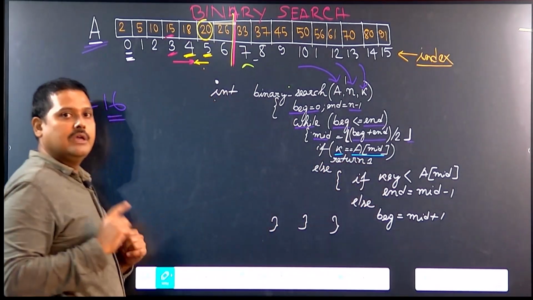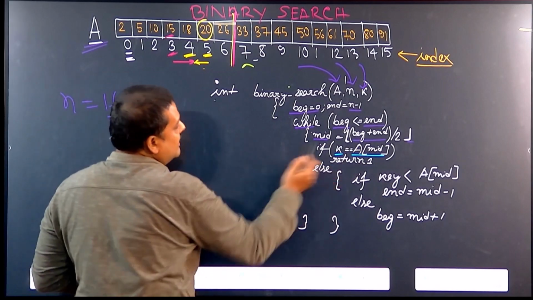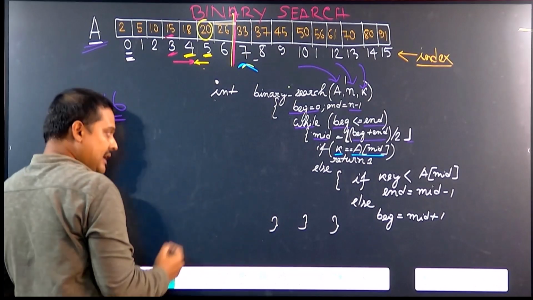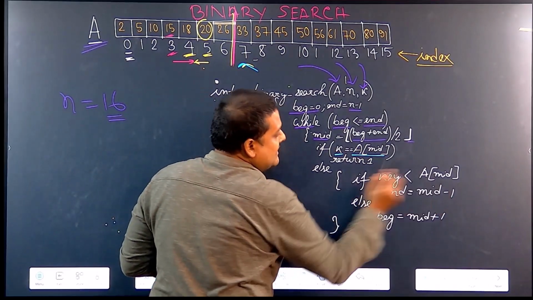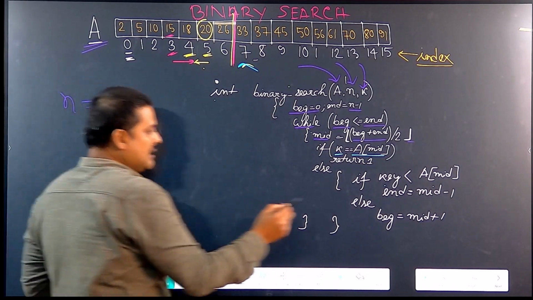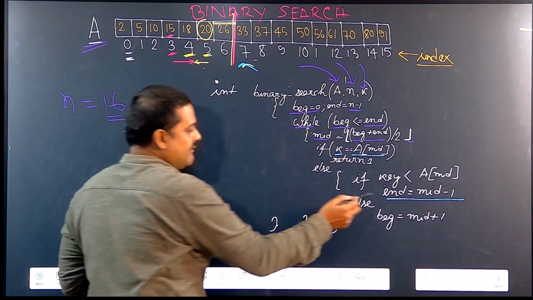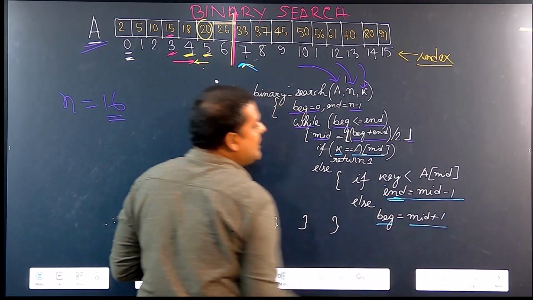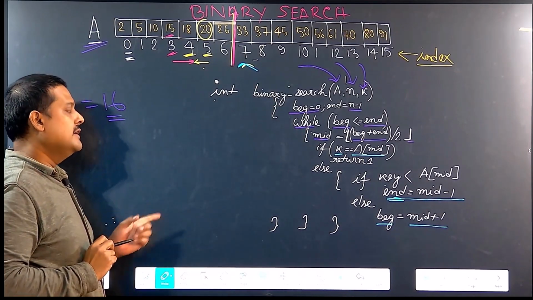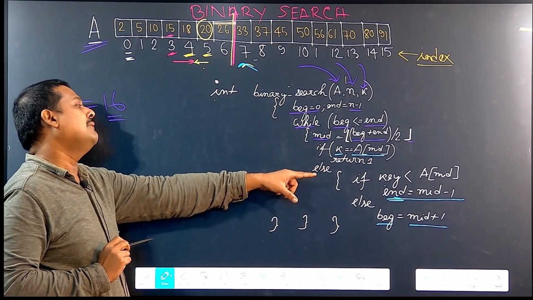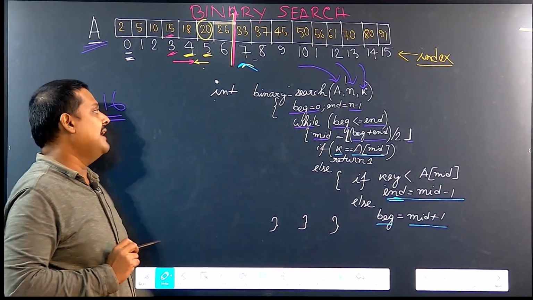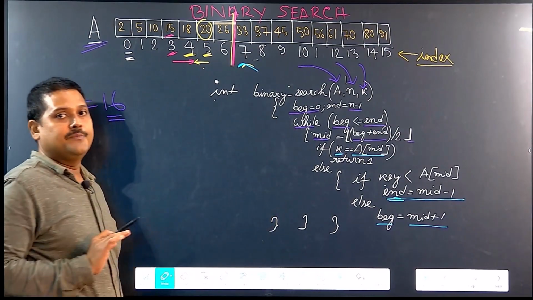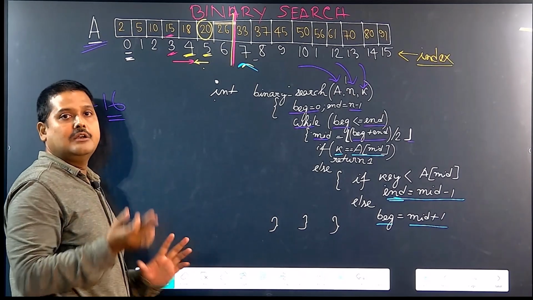If the key value is A of mid, then we will return; if the element is the middle element, then we will say yes, the element is found. Else, if the key is lesser than A of mid, then end will be mid minus 1, and in the else case begin will be mid plus 1. This way we iterate and find out whether the element is present or not. It will return 1 if the element is found.